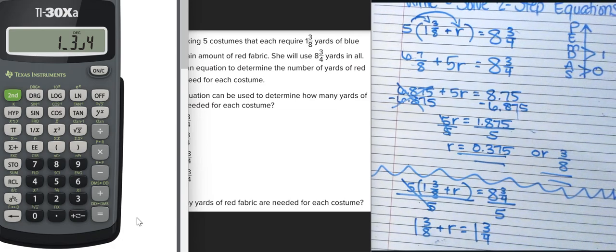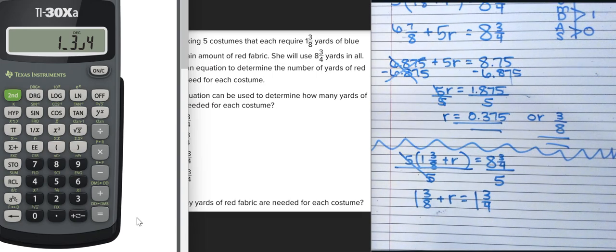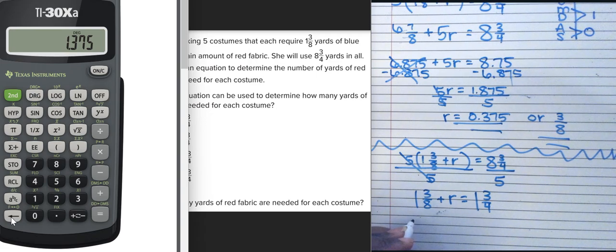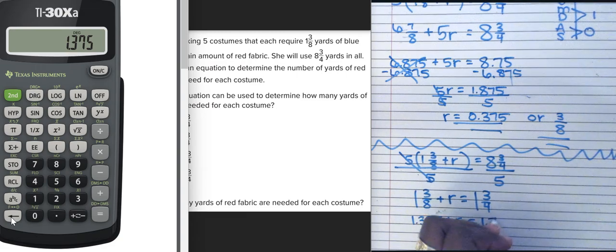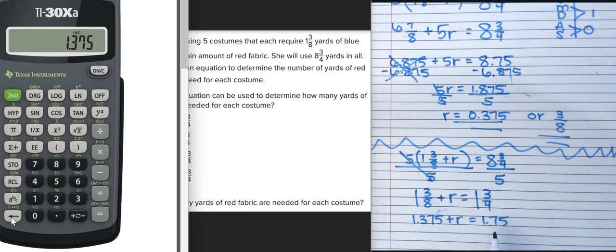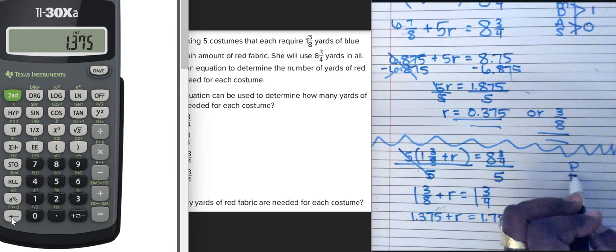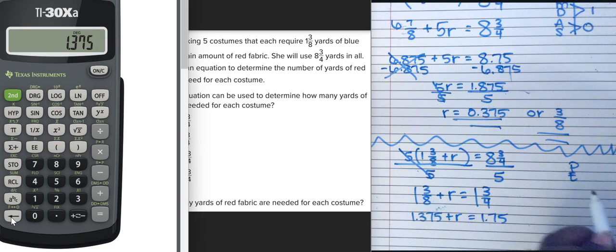Now, I want to get rid of these fractions. So remember, if possible, I don't want to have to work with fractions. So what would 1 3/8 be as a decimal? Oh, it's a terminating decimal, so I'm going to use that instead. So 1.375 plus r is going to be equal to 1.75. Again, you should know your quarters by now, so 3/4 is 0.75. All right, is our variable by itself? No, it's not, because we are adding 1.375.